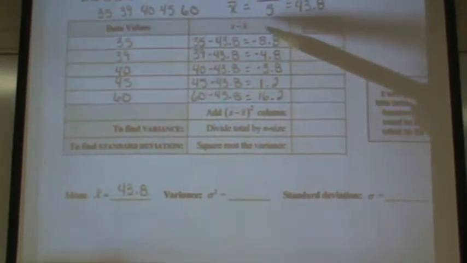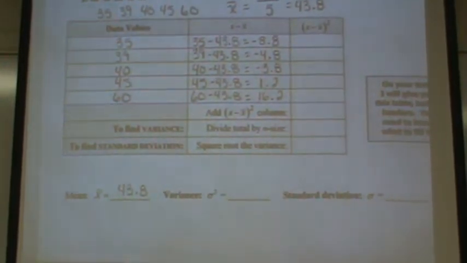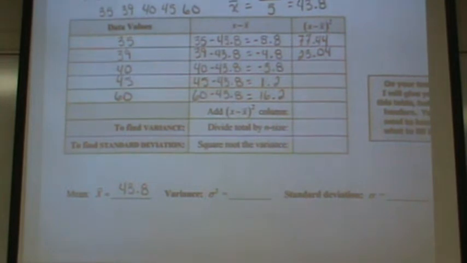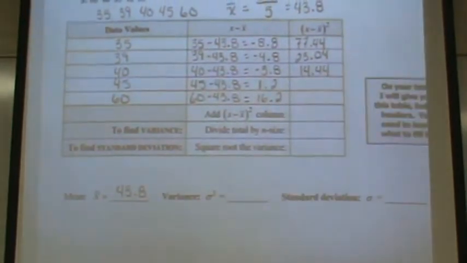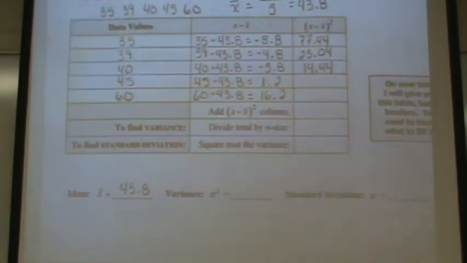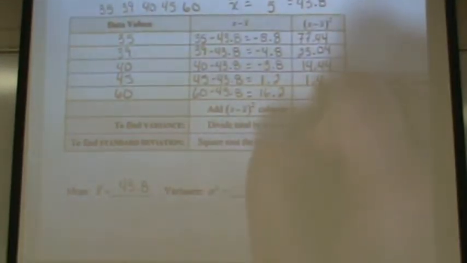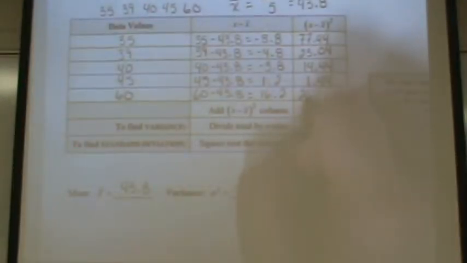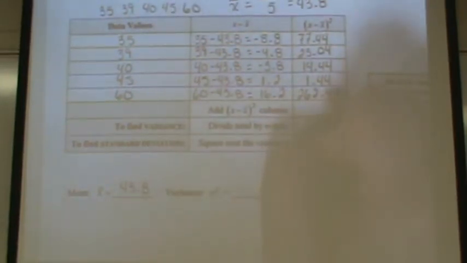So in column 3, we're going to square those values. So 8.8 squared is 77.44. 4.8 squared is 23.04. 3.8 squared is 14.44. 1.2 squared is 1.44. And 16.2 squared is 262.44.